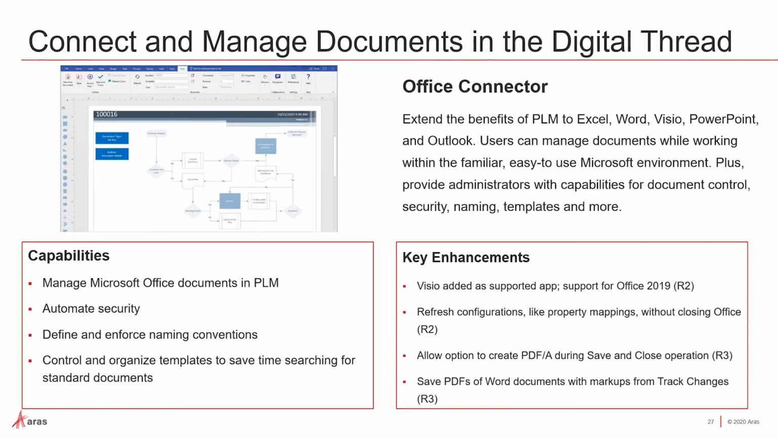So in terms of document management, Office Connector is our most popular connector, and the big news in 12 is the addition of Visio as the first new Office application in quite a while. We can now refresh configurations such as property mappings without closing the Office application. We have the ability to create PDF/A for archiving purposes and can also save PDFs that have markups and change tracking done within Word. So nice enhancements to Office Connector.